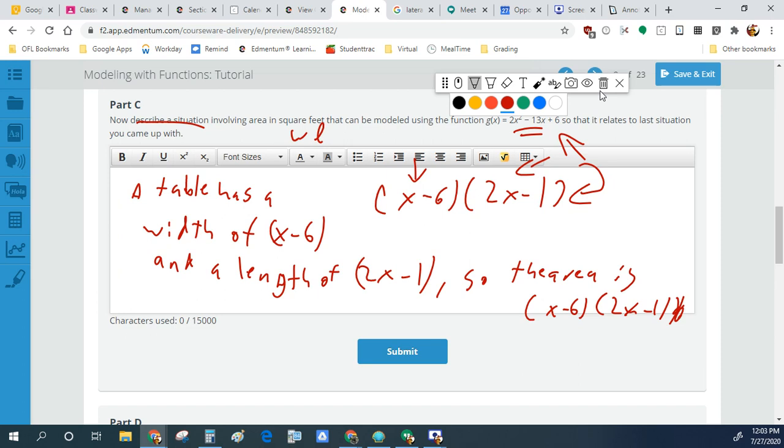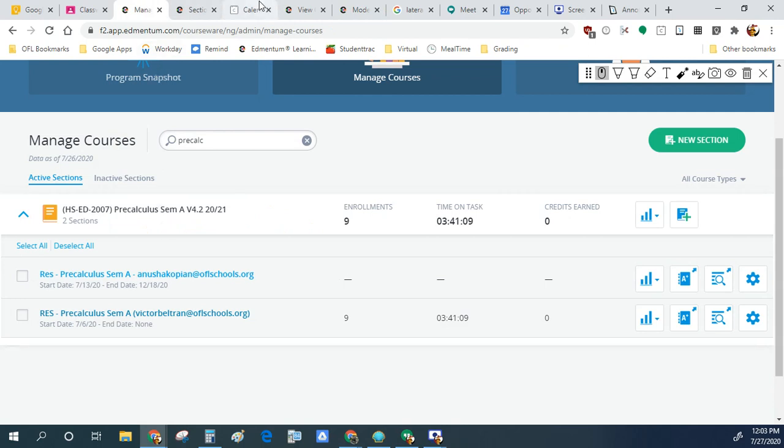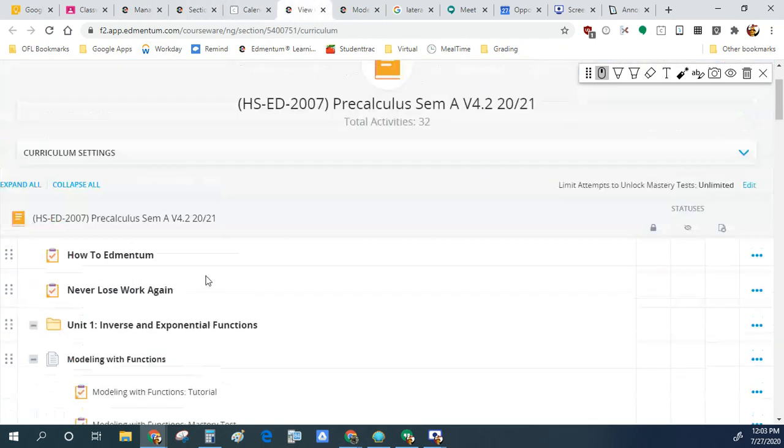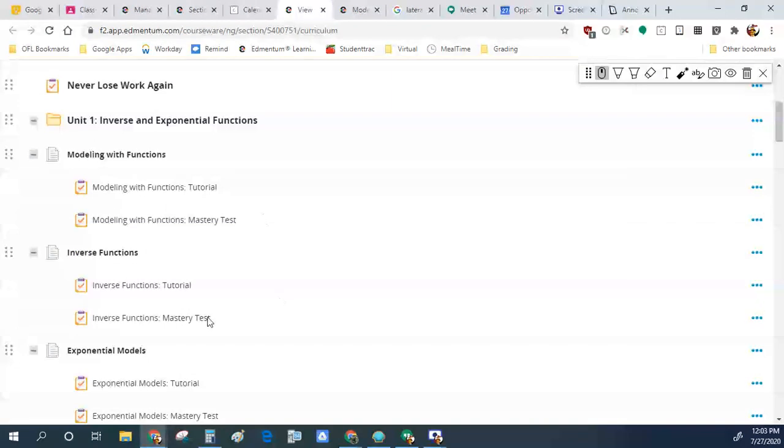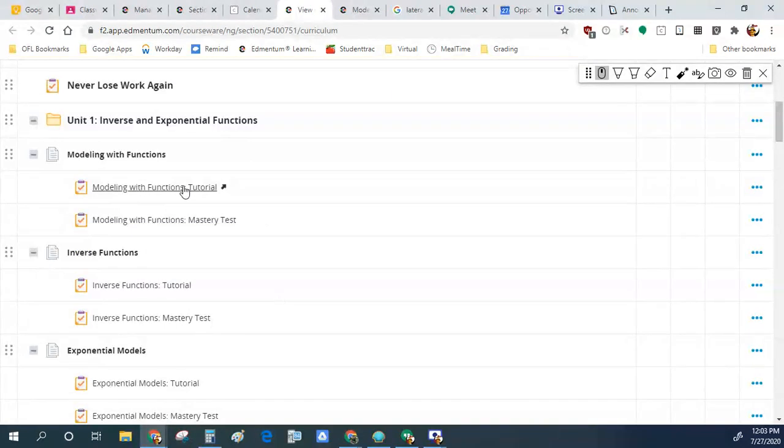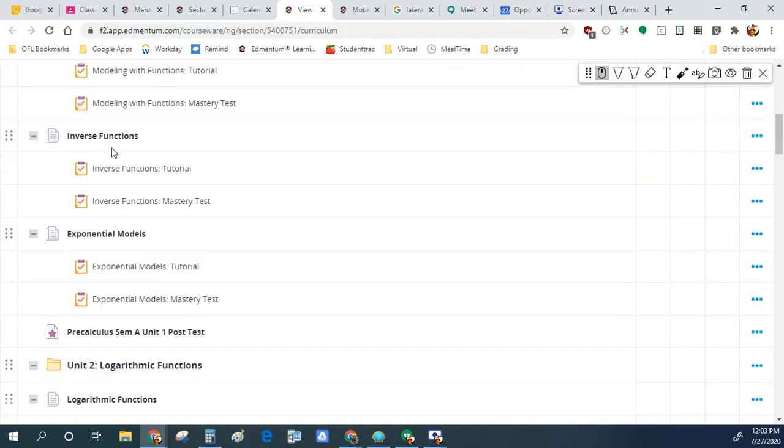3 weeks. So you are going to want to be doing other units on the side. Like, for example, let me go through the lesson plan again, or the curriculum. Where's the curriculum? Here it is. So basically, what I'm going to do is try to finish the tutorial on Wednesday. You guys take the mastery test whenever you want. So that's 1 week. Then you have inverse functions next week.